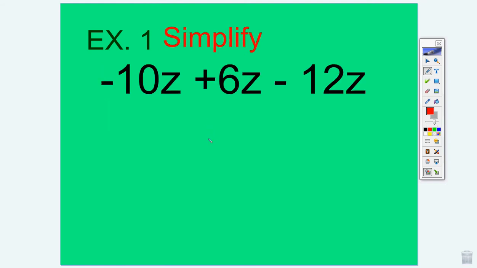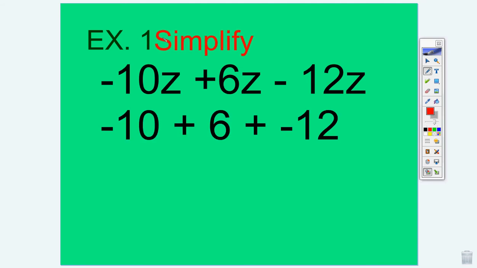Okay, negative 10z plus 6z minus 12z. Very important then to pay attention to signs. We're basically going to just combine what we call the coefficients, the numbers before the variable. So I'm going to take negative 10 plus 6 minus 12. I don't know an exact example where I'm going to end up with a negative here because I have more negatives than positives. So I don't know if we can have negative zebras or anything like that. But so negative 10 plus 6, like I said, we just combine those, minus 12 or plus negative 12, right? Either way, it's the same thing.